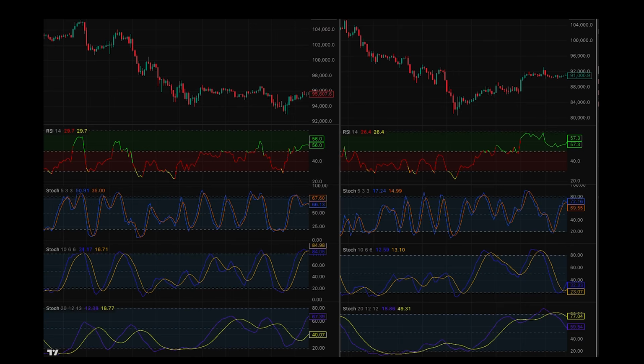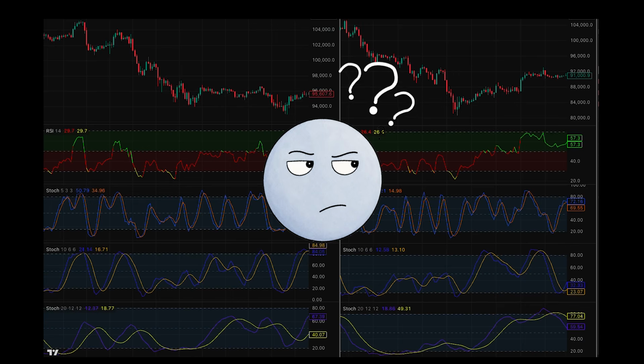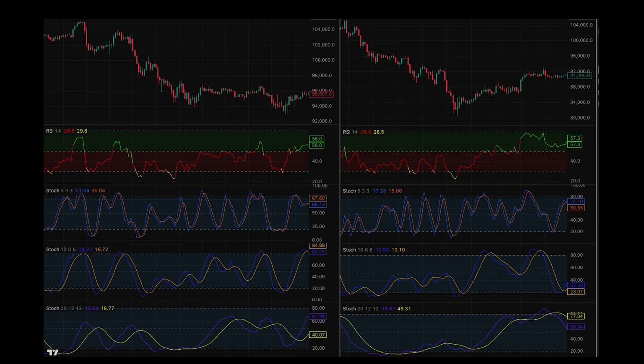Now you might be thinking this. Wait, if this works so well, why does everyone still lose money? That's a fair question. Under normal market conditions, this works really well. The win rate is actually pretty high too. That's why a lot of traders use this strategy.